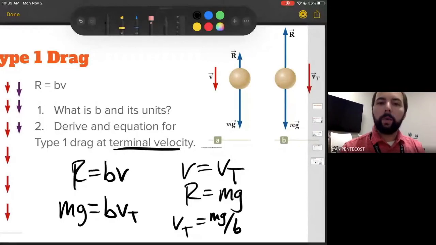All right, so that's type 1 and type 2 drag. Next time, we're going to go over the time constant, which is a very important variable in physics and engineering, and it has several different uses in the respective fields.